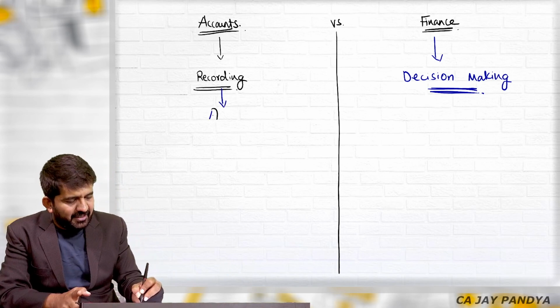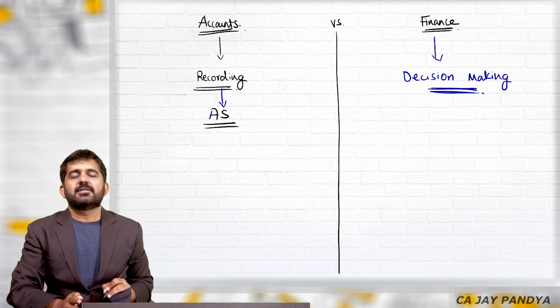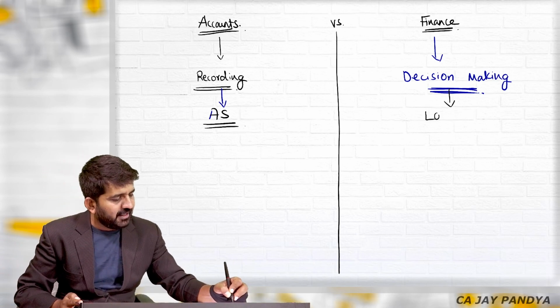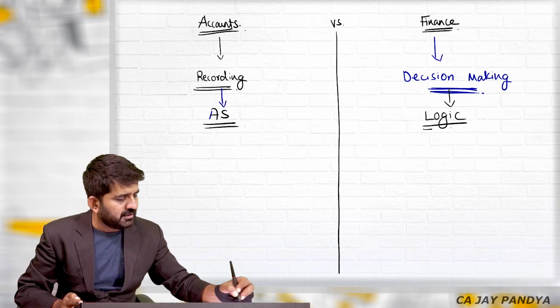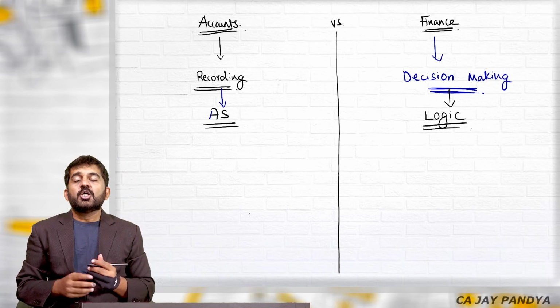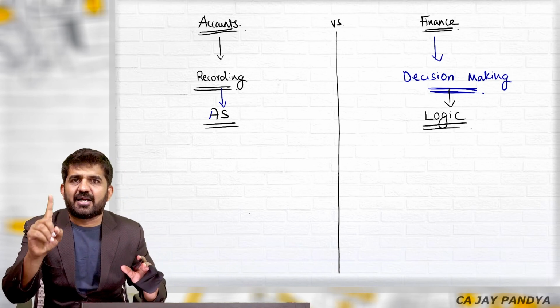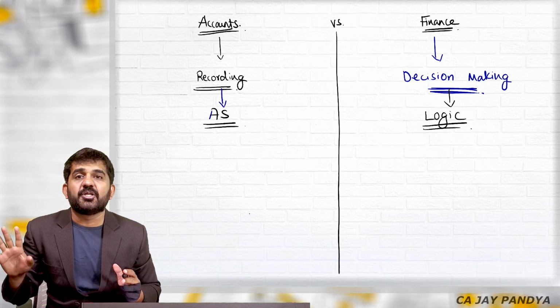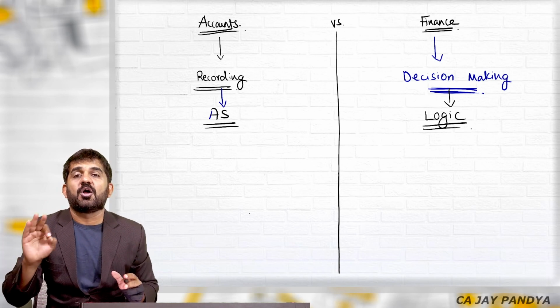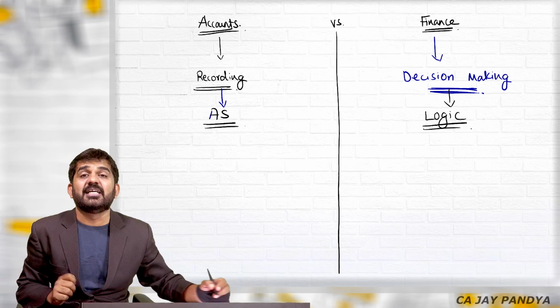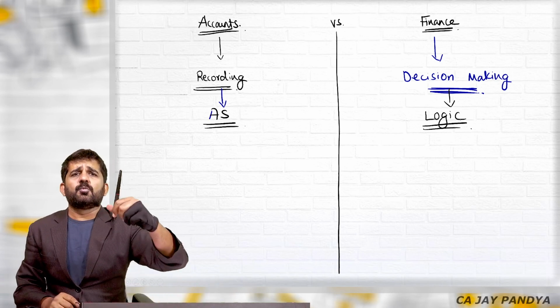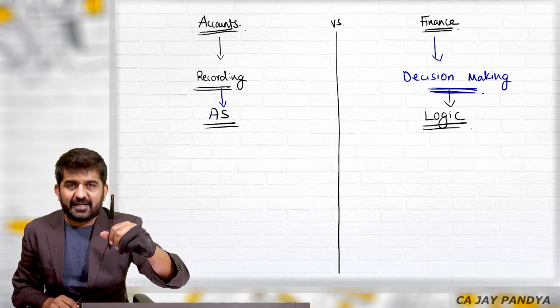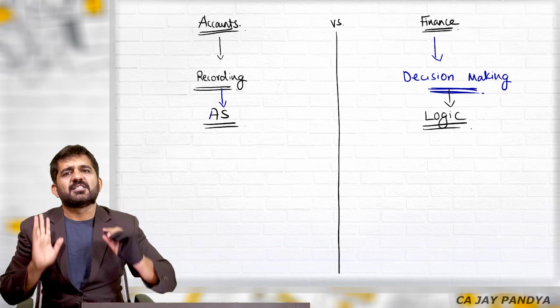Recording can be done by some standards. Decision making happens always with logic. You might have heard of standards of auditing, or accounting standards, but you will never hear of standards for financial management. This is the reason. Whether you want to purchase this pen or not at rupees 10, who can give you the answer? Finance can give you the answer.